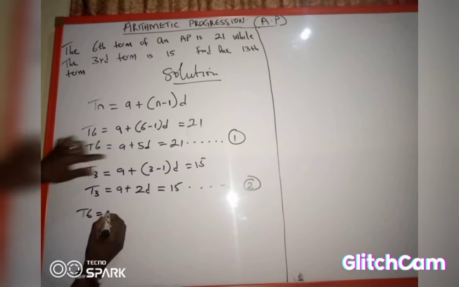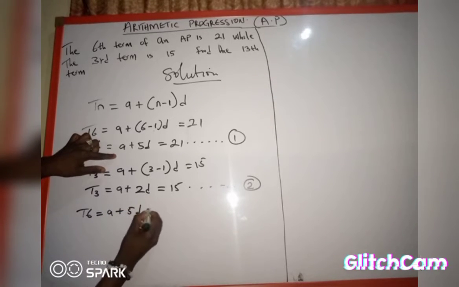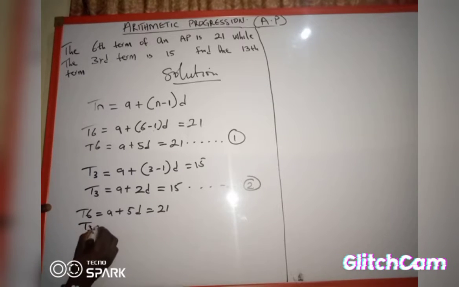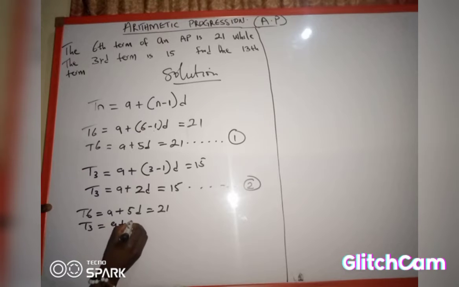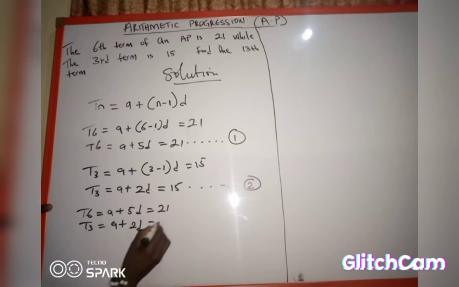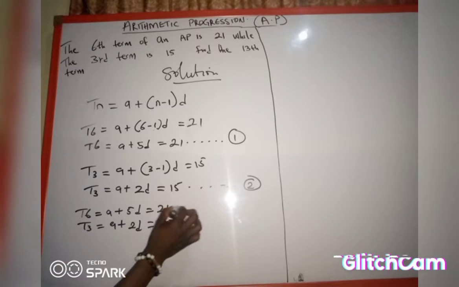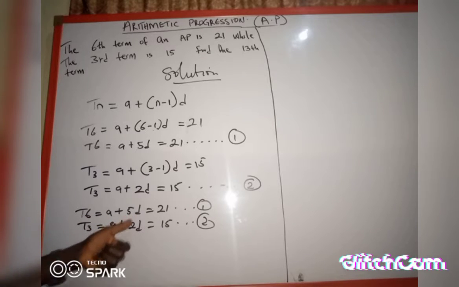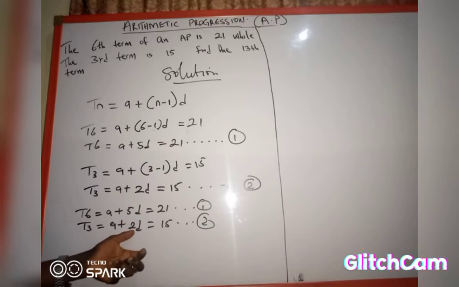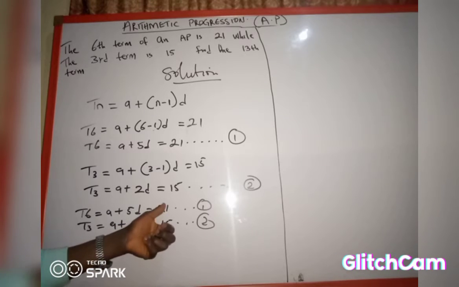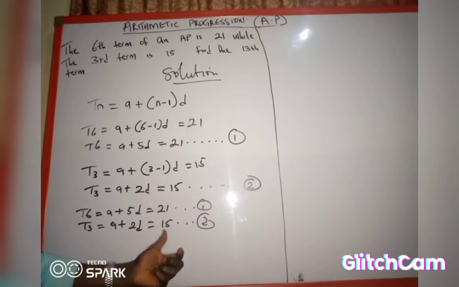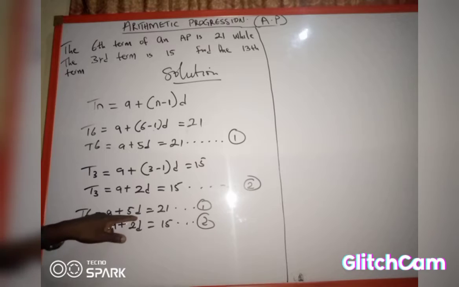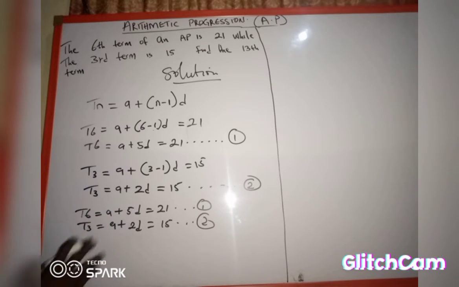T6 equals A plus 5d equal to 21. This is equation 1. And equation 2 says T3 equals A plus 2d equals 15. So if you check equation 1 and equation 2 carefully, we have A here, 5d, 2d. This 5d is higher than this 2d. 21 here, we have 15 here. This 21 is higher than this 15. So I can subtract equation 2 from 1 to get my d. Then I'll substitute the value of d to get my A.